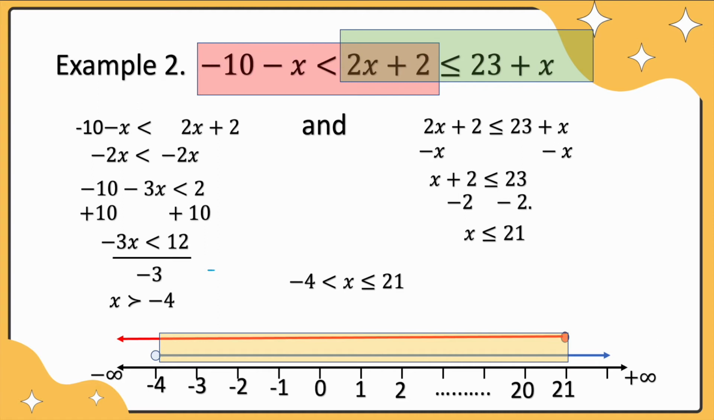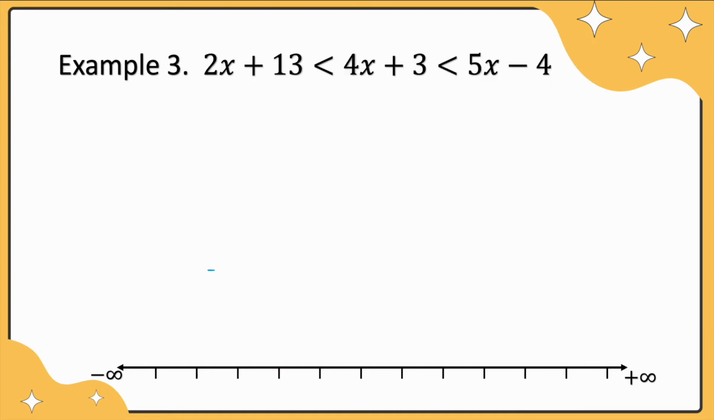Another way is to use the interval notation. So here we use parentheses beside negative 4 because negative 4 is not included. And we use a bracket beside 21 because 21 is included. Let's move to our next example, example 3.